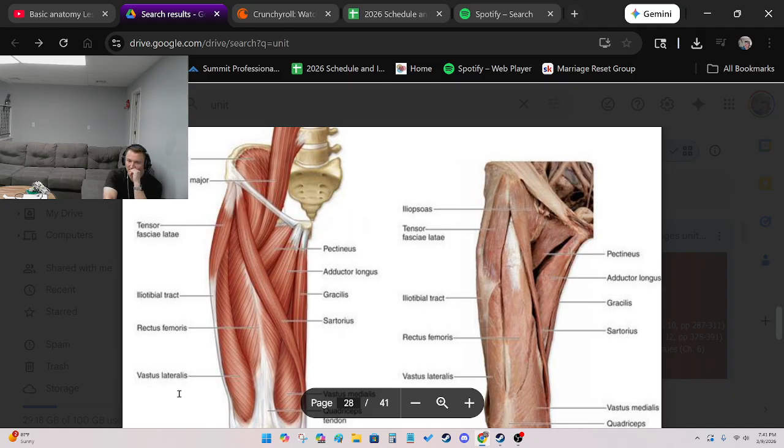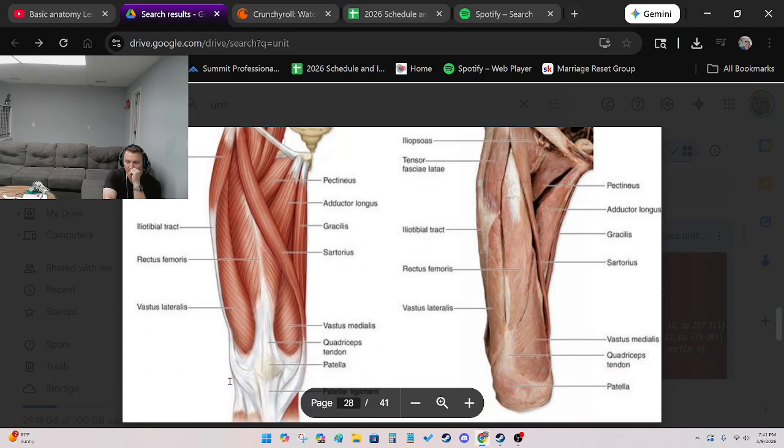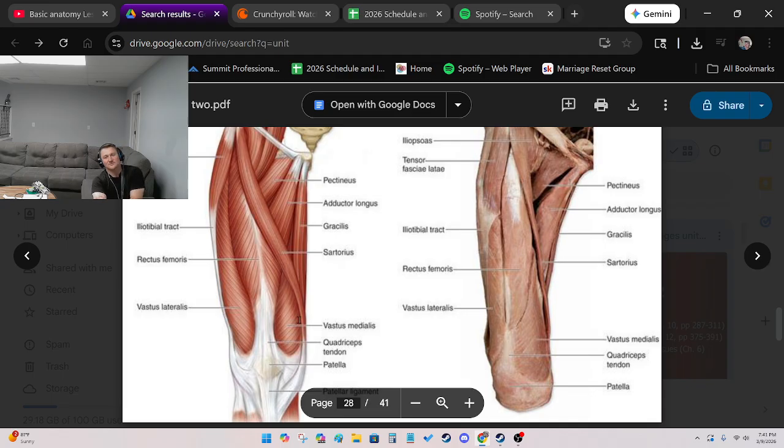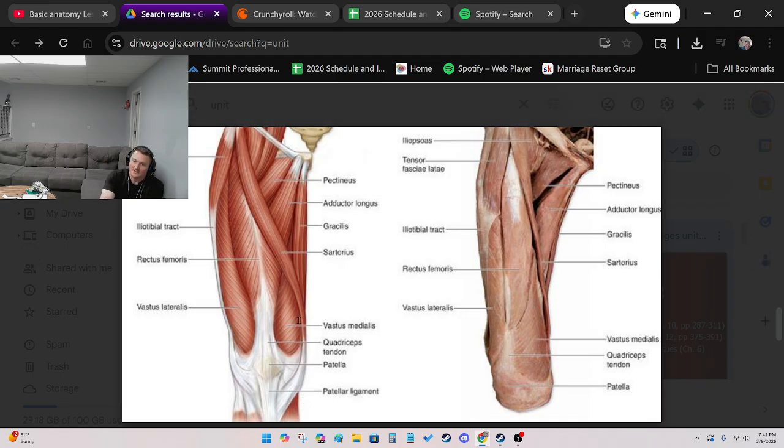There you go. Vastus lateralis, it's a quadricep muscle. Vastus lateralis, okay, muscle on the lateral side of the thigh. Look, vastus medialis, there it is. Rectus femoris, rectus, the straight femur muscle. Rectus femoris, the straight femur muscle. That's exactly what it means.